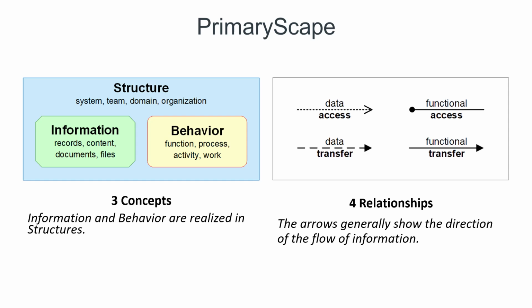This is just about all the introduction you need for new people to get a basic understanding of any PrimaryScape diagrams that are shown to them. If nothing else, just understanding that structures are blue, information is green, and behavior is yellow will go a long way. Now let's show some simple examples to further illustrate how this works.